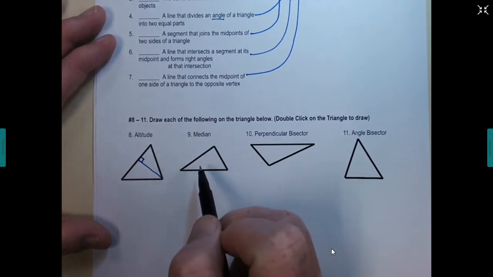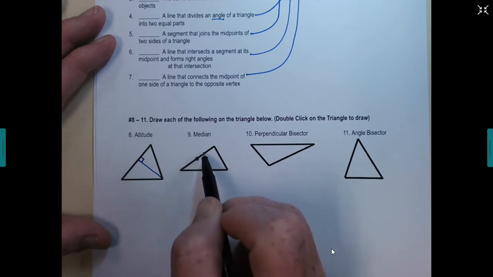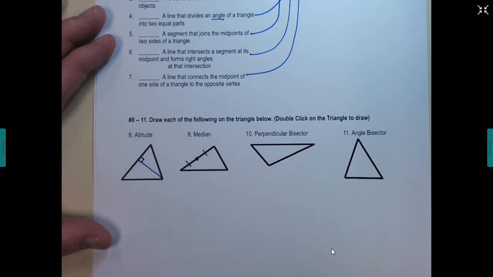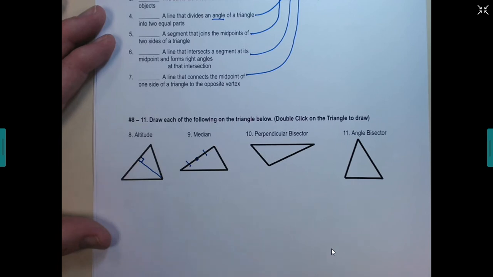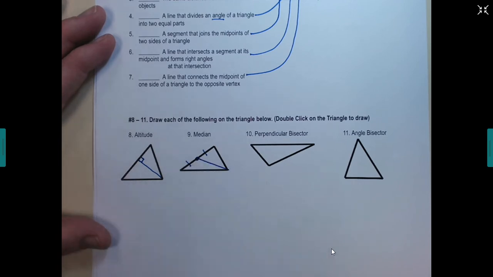Median has to go from a midpoint. So let's say I use this side, because for each of these, I can draw 3 different examples, but median goes from a midpoint, so I would need to make markings that demonstrate that it's a midpoint, and it goes to the opposite vertex.